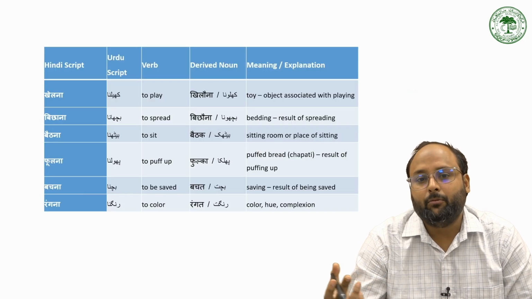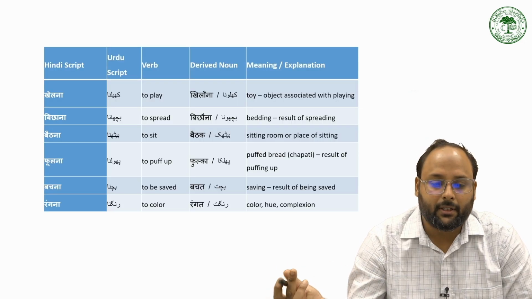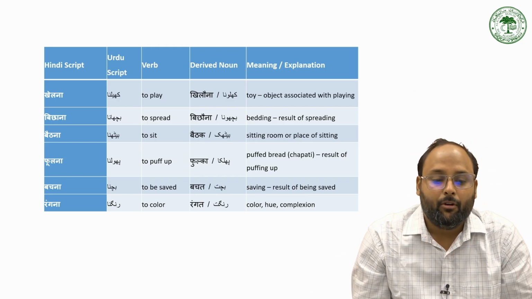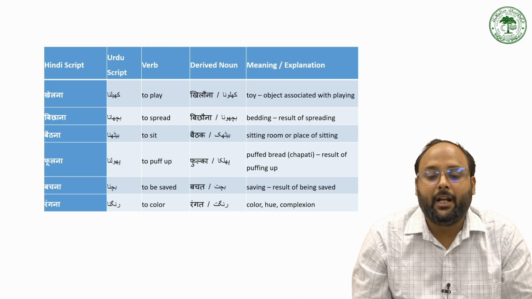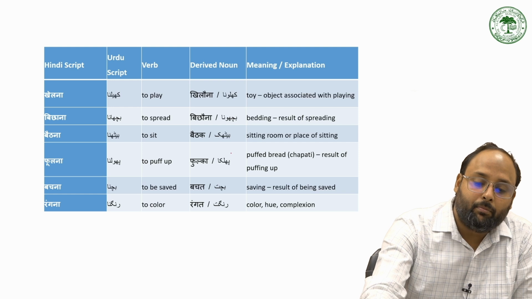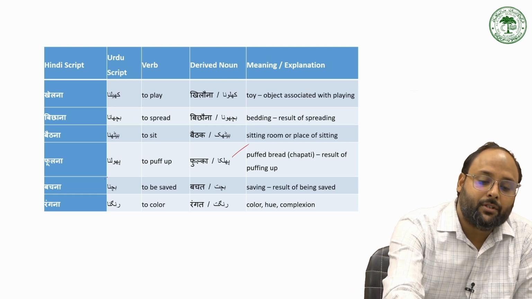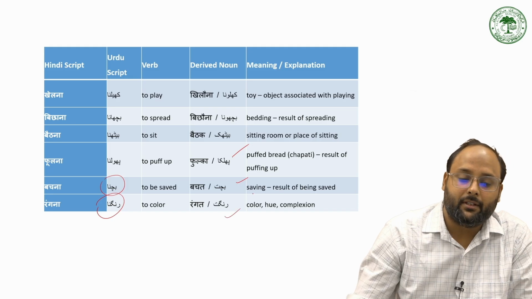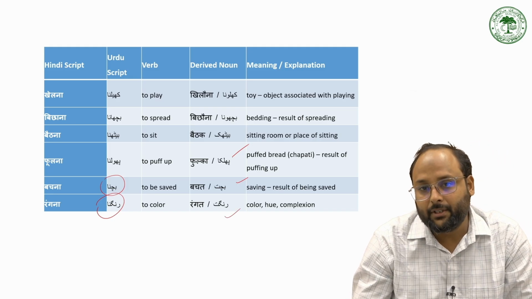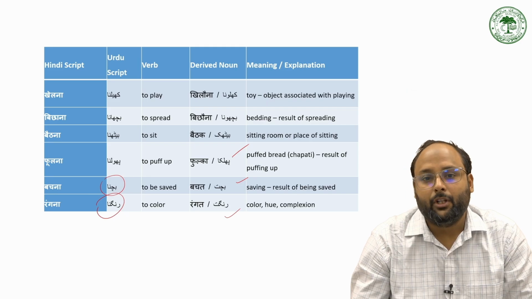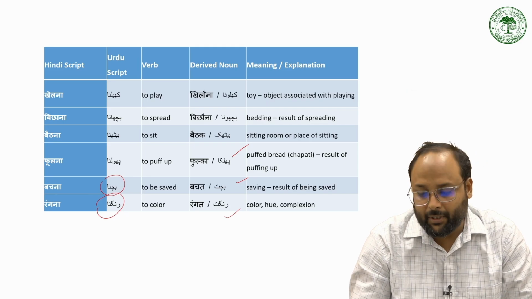Now we have some more examples. There are other common examples, like from khelna verb we can derive khilona. From bichhana you can derive bichhona. From baithna you can derive baithak. From phulna you can derive phulka. From bachna you can derive bachat. From rangna you can derive rangat. These are derivations from the verb. We can derive lots of nouns from the verb by different processes.